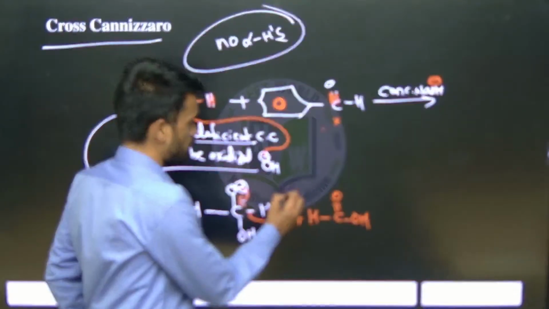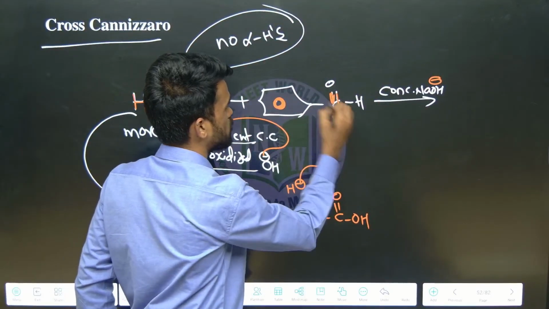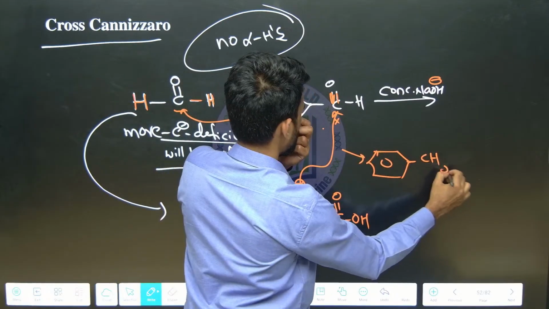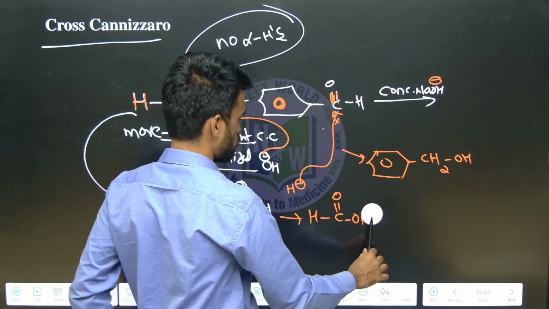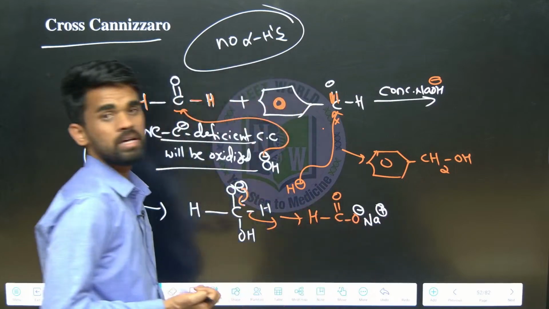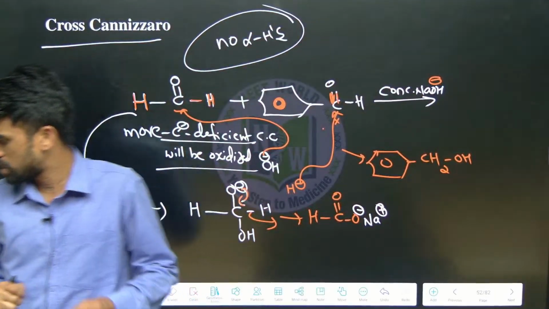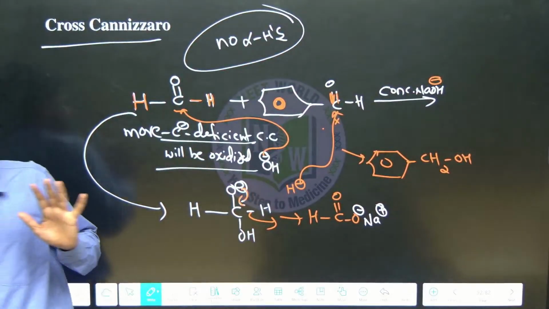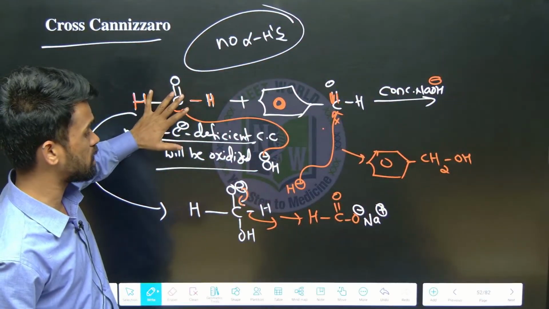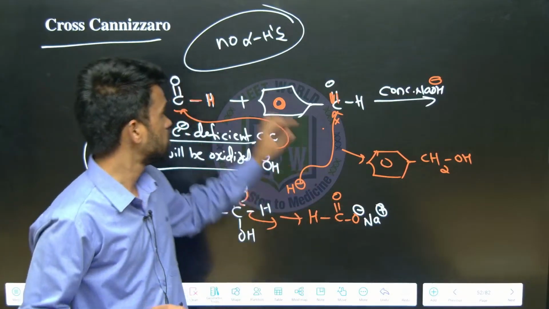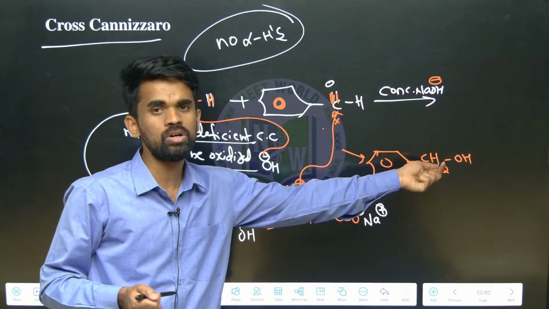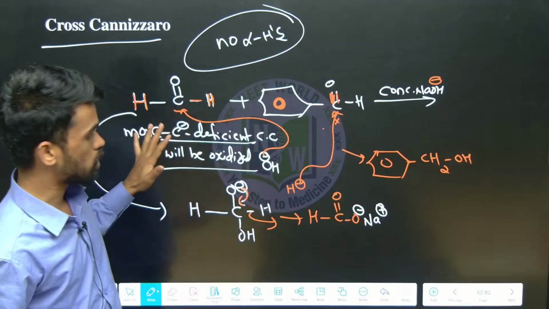The hydride ion released here will attack this benzaldehyde and give you benzyl alcohol, CH2OH. And this is sodium formate. Identifying these products is a very important step in the cross Cannizzaro reaction. This is also a frequently asked question. So how do we decide? Look at the electron deficiency. The one which is more electron deficient gets oxidized to the carboxylate ion. The species with more electron density, or less electron deficient, gets reduced to its respective alcohol. Hope the concept is clear.